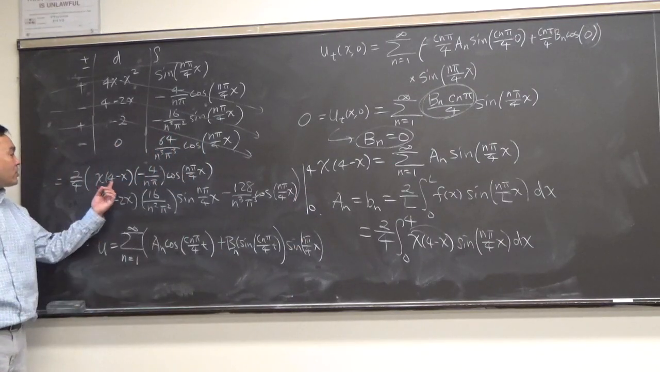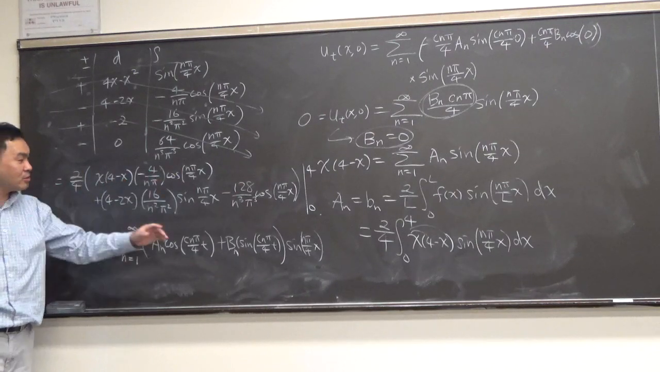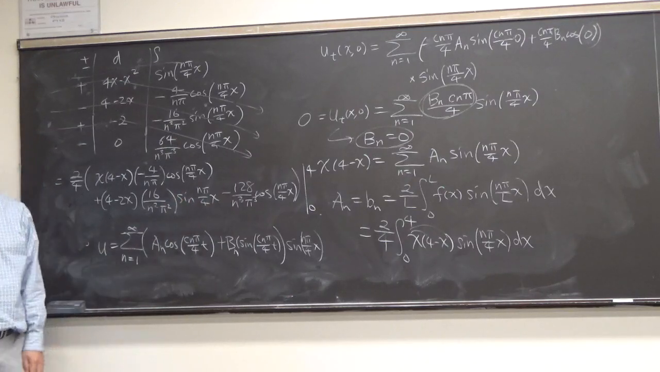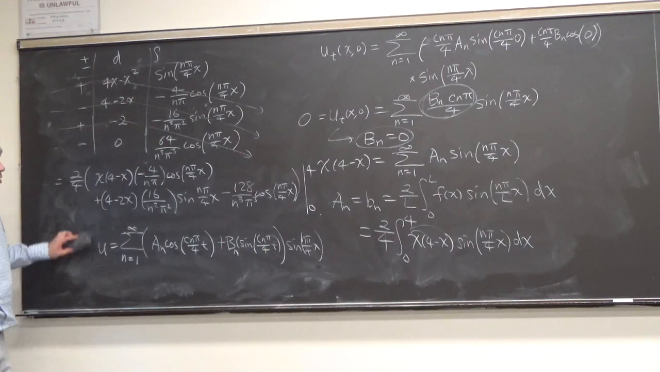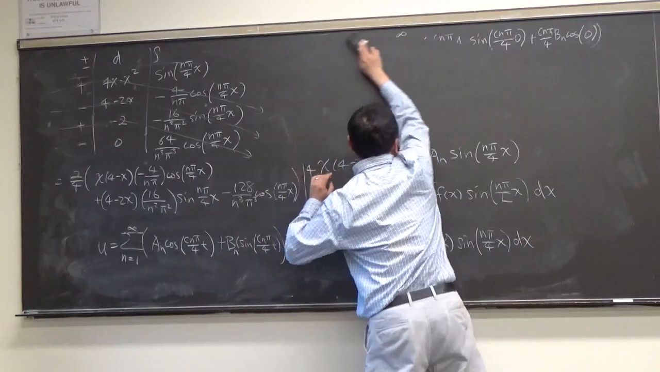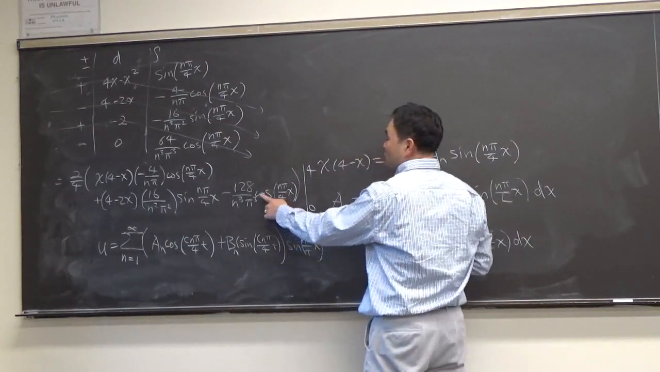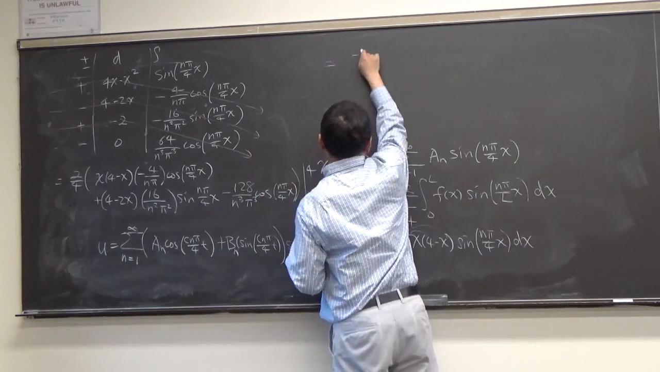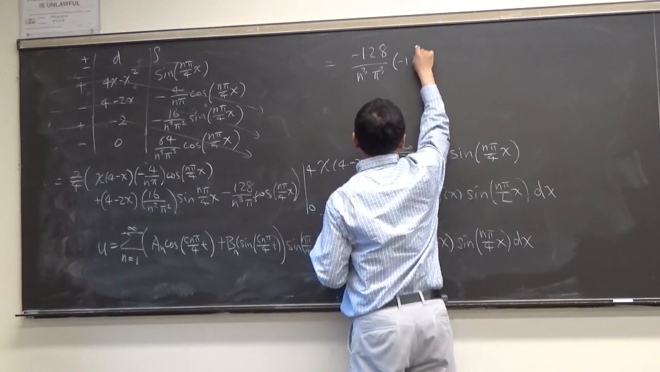Now when you plug in 4 in here, 4 minus 4 is 0. So that doesn't create anything. This is gone. If you plug in 4 here, 4 cancels. What's sine n pi? 0. So that's 0 as well. So you see that the only thing that creates a non-zero thing when you plug in 4 is this one, which gives you cosine. 4 cancels, you get cosine n pi. What's cosine n pi? Yes. This is negative 1 to the nth power.